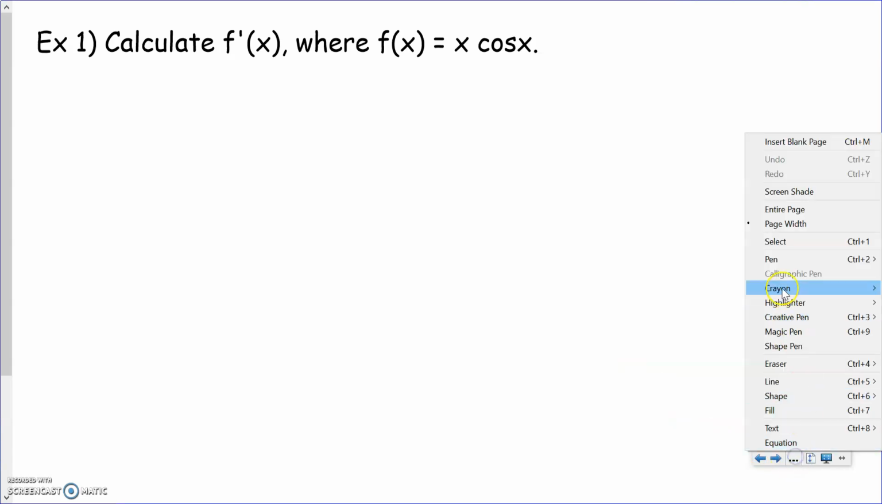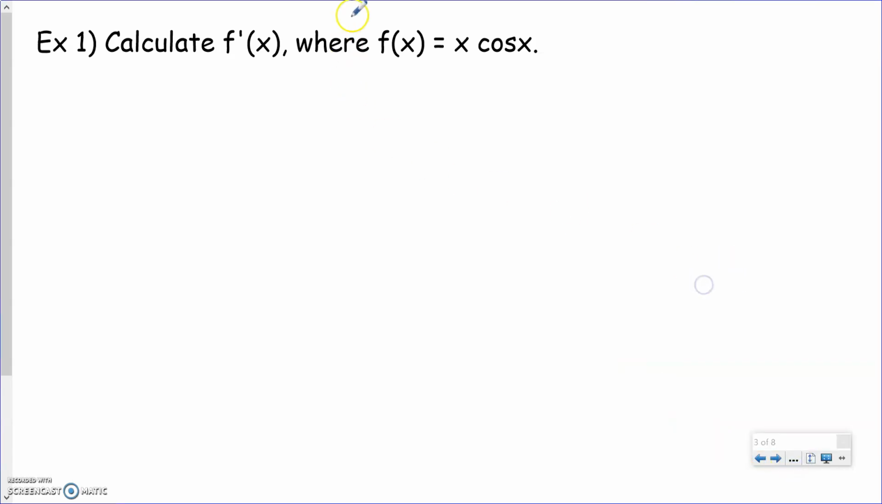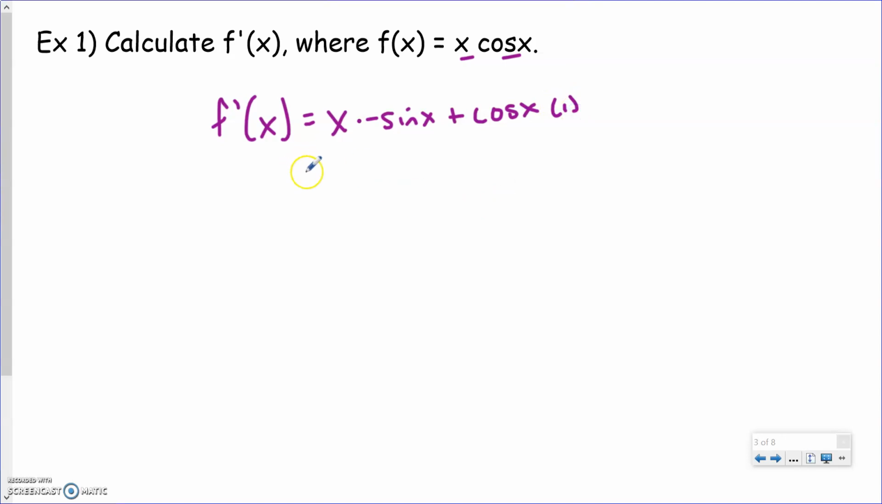So we are going to find f prime of x if we have x cosine of x. So we need to use the product rule, 1, 2. So we have 1 times d2 plus 2 times d1. And we can simplify that. So we have negative x sine of x plus cosine of x. And we're done.